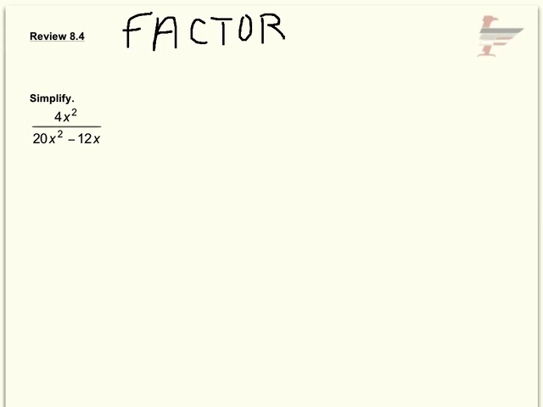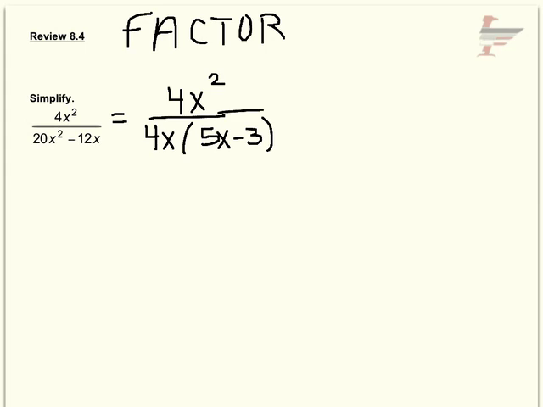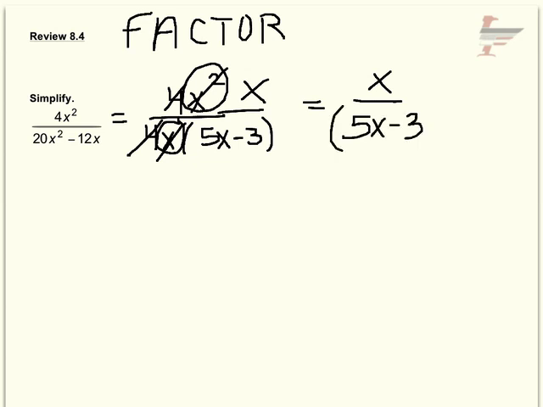Here the numerator, 4x squared, there's really nothing to factor, but the denominator you can for sure factor. Between 12 and 20, you can factor out a 4, and between x squared and x, you can factor out an x, so that would leave you with 5x minus 3. Then notice your numerator and denominator both have a 4 and an x, so I can cancel out the 4's, and the x squared will reduce to just an x. So I have x over 5x minus 3. And remind yourself 5x minus 3 is a quantity that you're subtracting, so you can't simplify those x's any further.